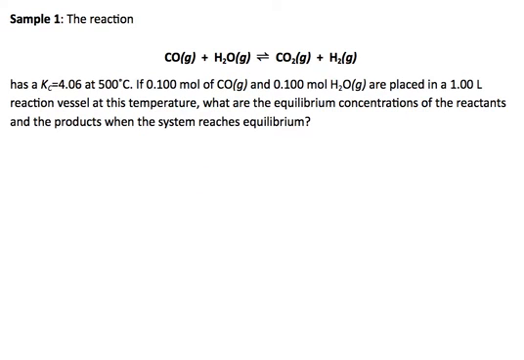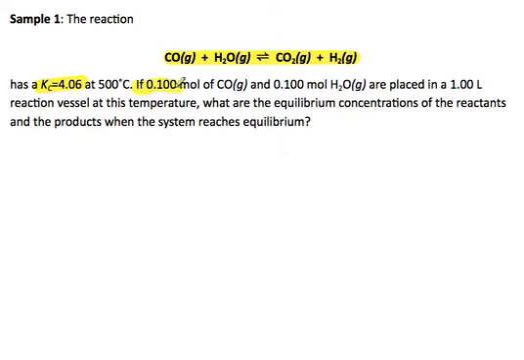So here's our initial reaction. If you notice, it's pretty straightforward. It's all 1-to-1 ratio, so that simplifies things a little bit. But let's look at what we're given. So we're given this reaction, balanced as written, and we have a Kc value of 4.06 at 500 degrees C. You don't have to worry about the temperature.